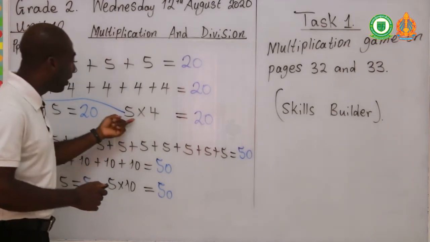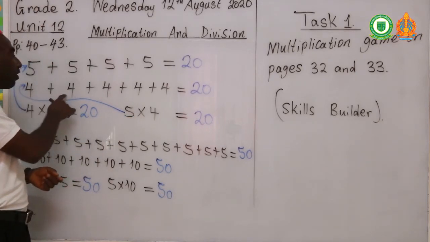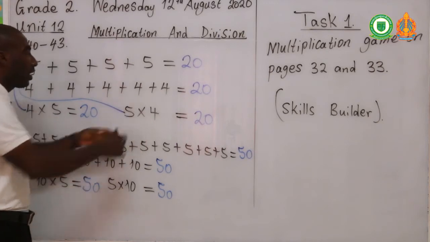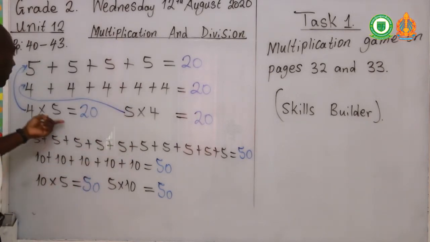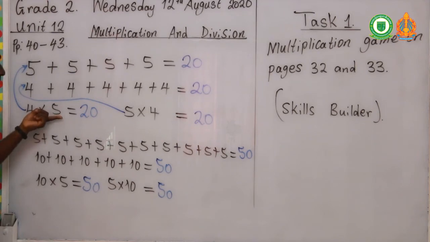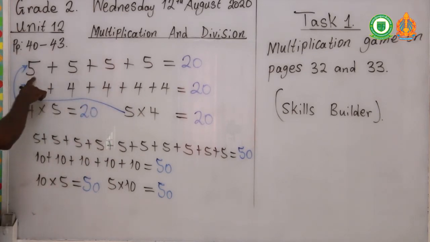this 4 in 5 groups. So you have 4, 4, 4, 4, and 4, okay? So the 4 is in 5 groups here, and then your 5 here is in 4 groups. So we have 1, 2, 3, and 4.